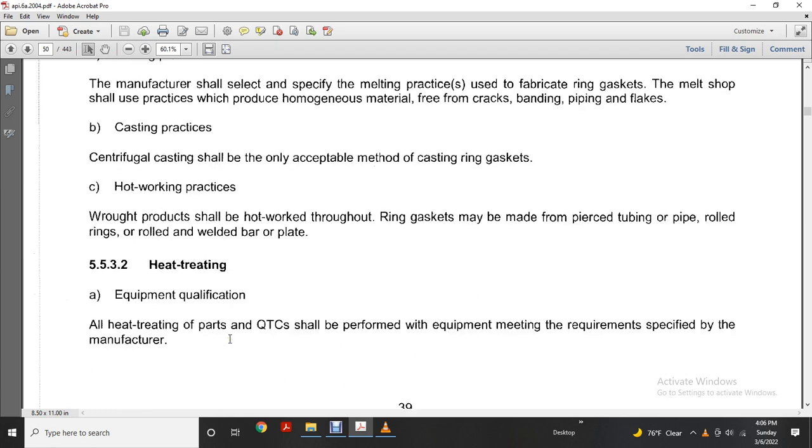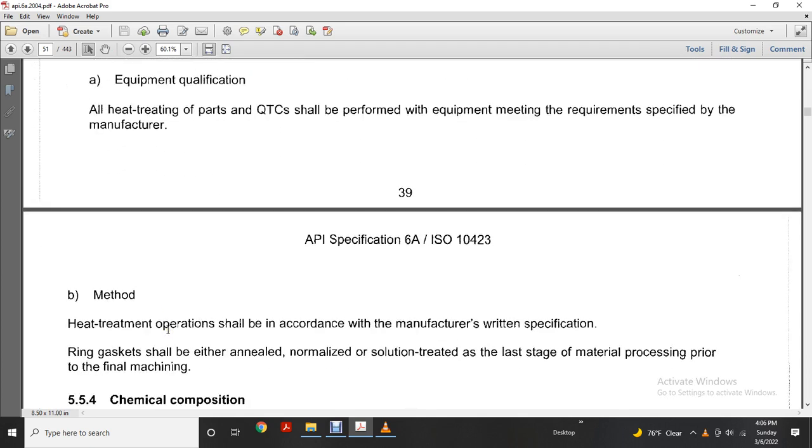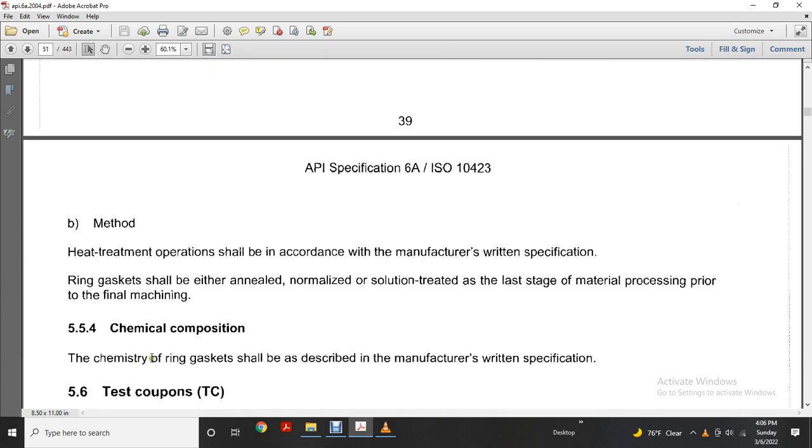Heat treating. Equipment qualification: heat treating of the QTC shall be performed with equipment meeting the requirements specified by the manufacturer. The method of the heat treating operation shall be in accordance with the manufacturer's written specification. Ring gaskets shall be annealed or solution treated as the last stage of the material process prior to final machining. 5.4 Chemical composition: the chemistry of the ring gasket shall be described in the manufacturer's written specification.